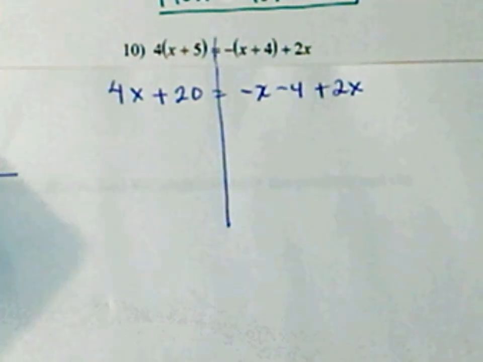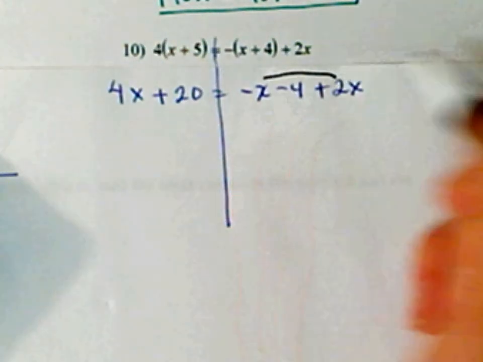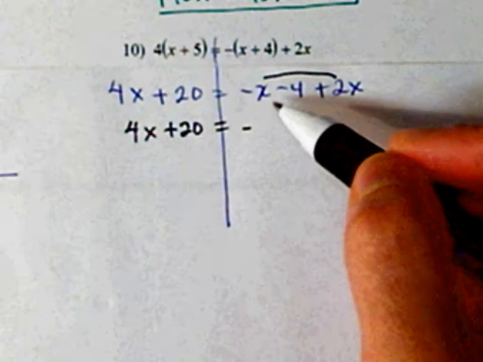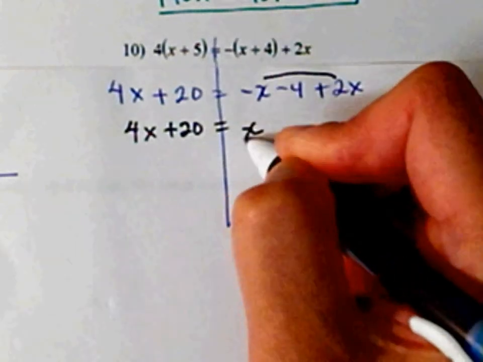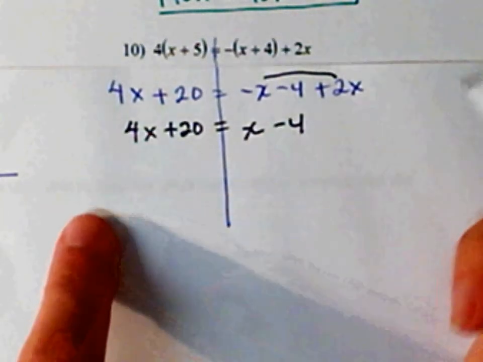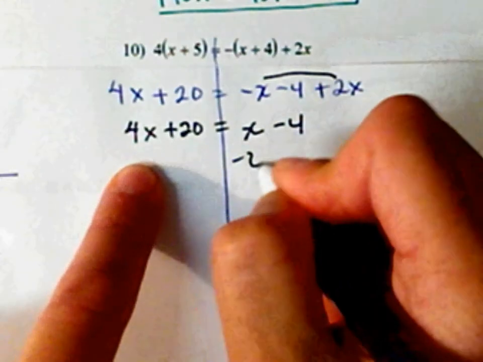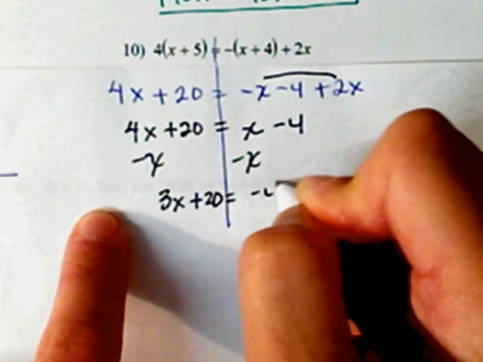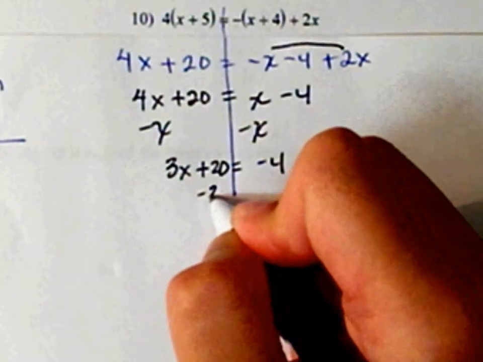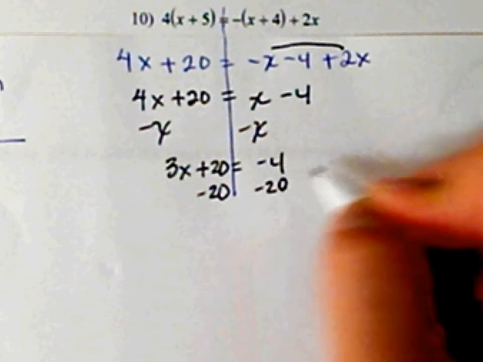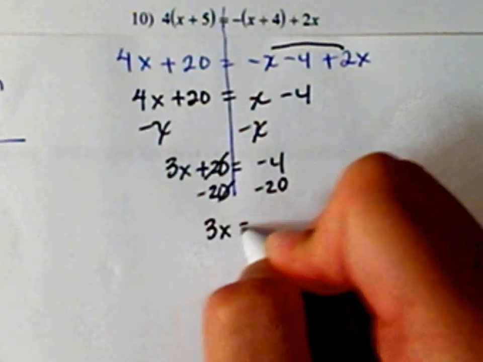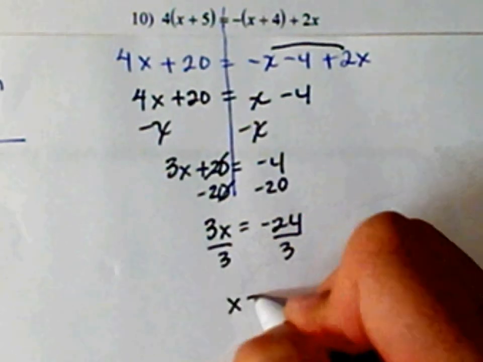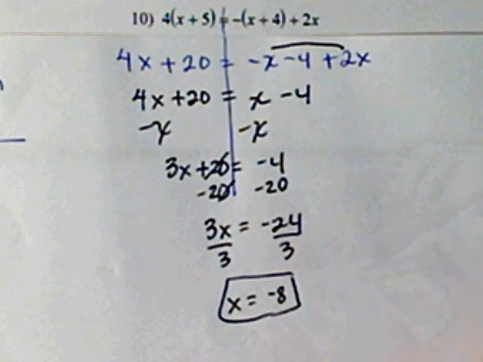Combine your like terms right here. So I'm going to bring that down. So negative, let me see, 2x minus x gives you 1x minus 4. Take care of your variables first. Subtract x, that gives you 3x plus 20 equals negative 4. Take the opposite, negative 20, that cancels. So 3x is equal to negative 24. Divide both sides by 3. X is equal to negative 8. And there's number 10.